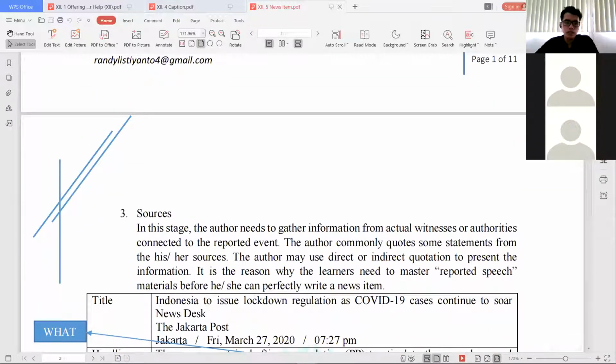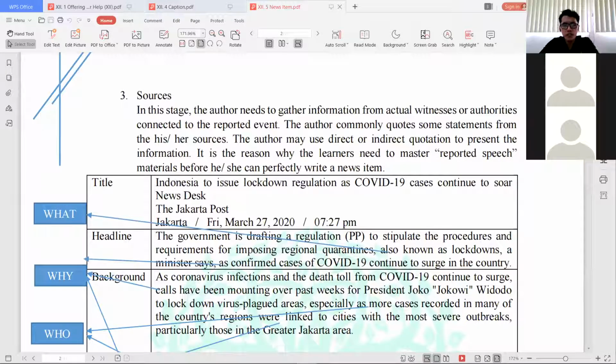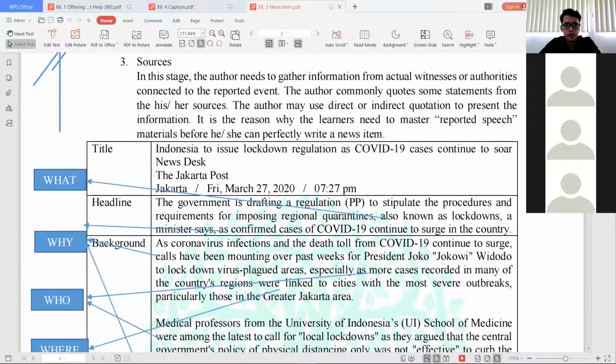And sources. Sources in this case need to gather information from actual witnesses or authorities connected to the reported event. The author commonly quotes some statements from his or her sources. The author may use direct or indirect quotation to represent the information. It is the reason why learners need to master reported speech before they can write a news item perfectly. For example, in the last paragraph, according to the head of government, or the head of this department, it happens to blah blah. According to the headmaster, if it gives quotes of someone else's idea about the event, it is called sources. So the first is headline, which gives a brief explanation about the event, the second is background to give detailed information about the event, and the third is sources, the idea, opinion or statement of the related person. Let's see the example.